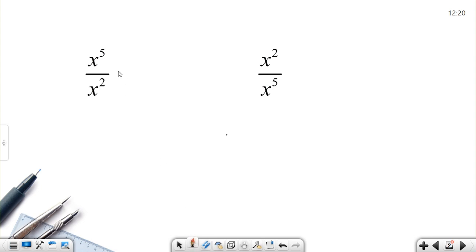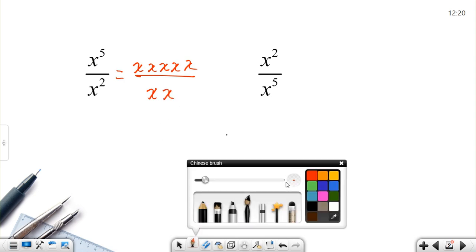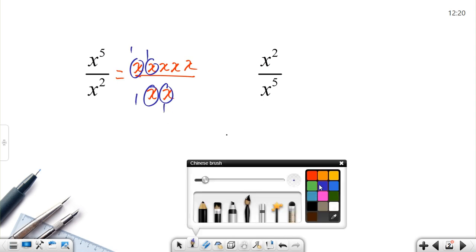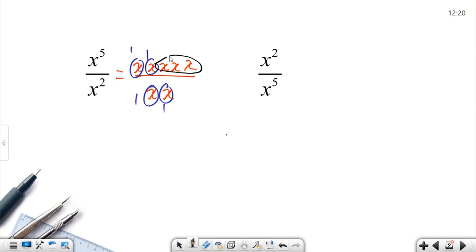Let's choose a pen. So x power of 5 is x multiplied by x multiplied by x multiplied by x multiplied by x, 1, 2, 3, 4, 5, divided by x squared, x multiplied by x. So we have to simplify. x and x, they cancel each other, 1 and 1. x divided by x, so we can simplify them by x, again 1. What we have here, we have x times x times x is x cube.